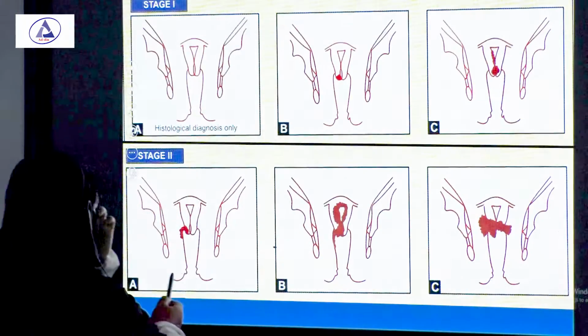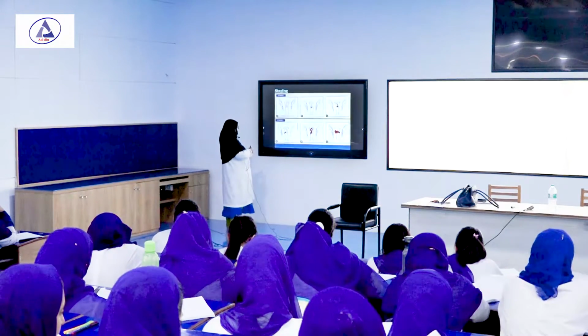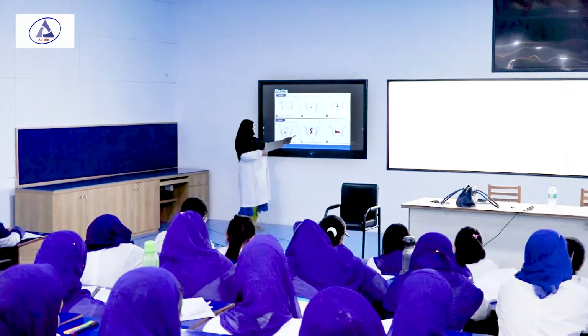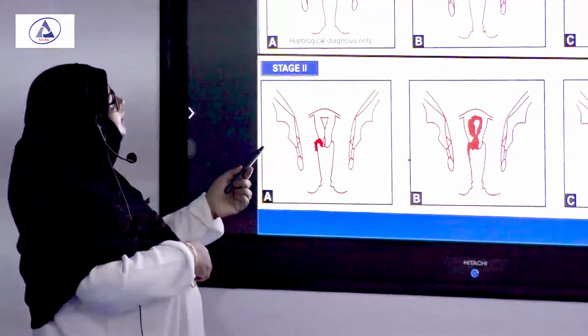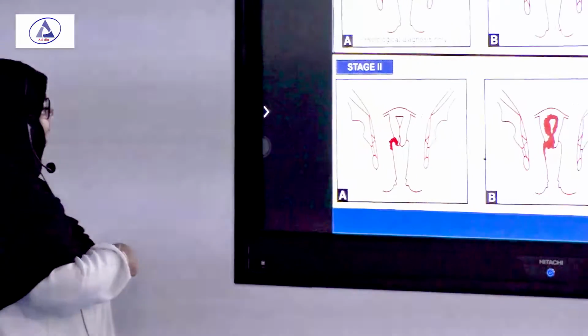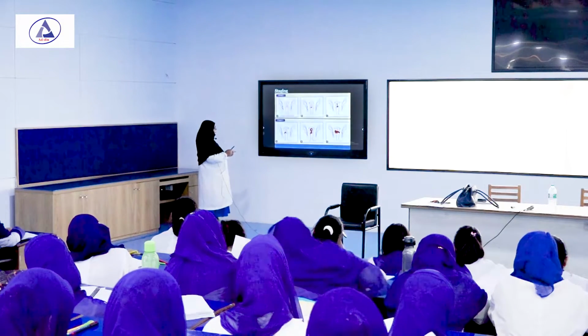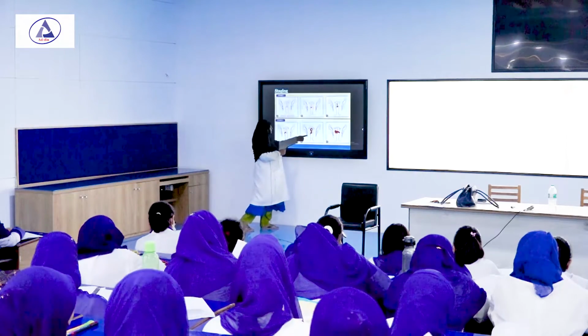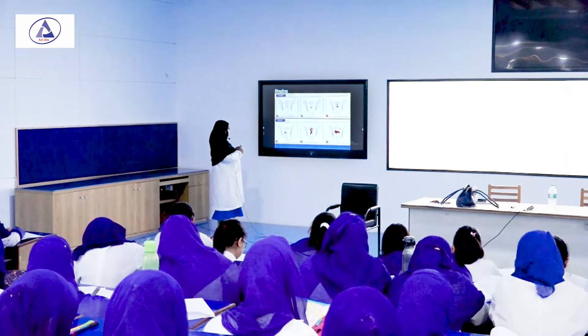Stage 2 is when the growth extends to the paracervical tissue, but not to the pelvic wall. Pelvic cellular tissue means here. Paracervical tissue is affected but not up to the pelvic wall, and it also extends to the vaginal wall. So this is stage 2B, extending to the cellular paracervical tissue, and then the vaginal wall.